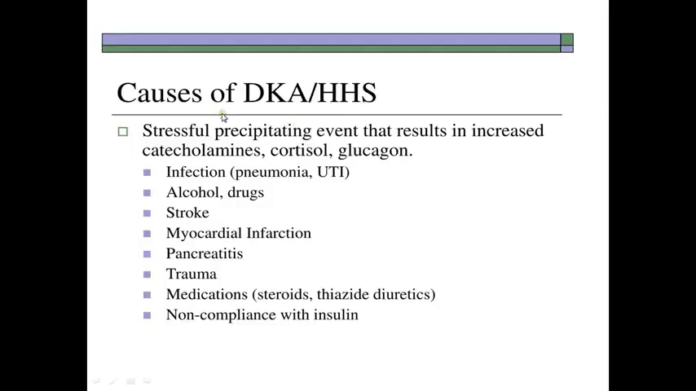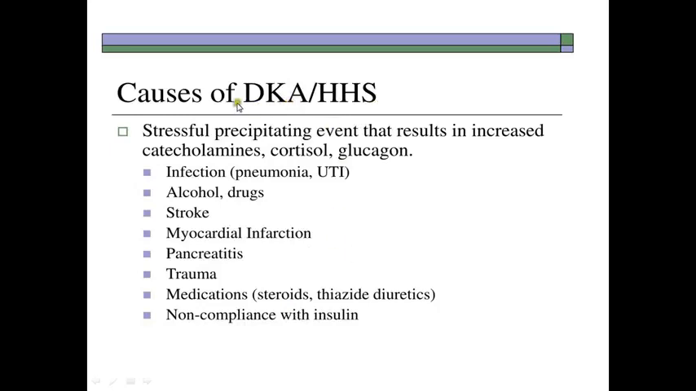The cause of DKA and HHS is stressful precipitating events that result in increased catecholamines, cortisol, and glucagon. So any infection, especially pneumonias and UTIs, alcohol and other drugs, stroke, myocardial infarction, pancreatitis, trauma, medications like steroids and thiazide diuretics, and non-compliance with insulin. This basically leads to DKA.